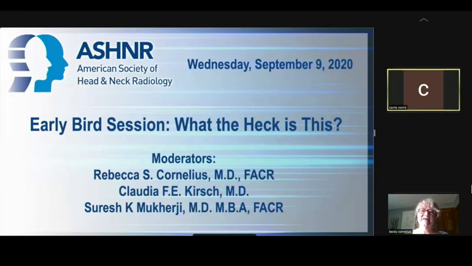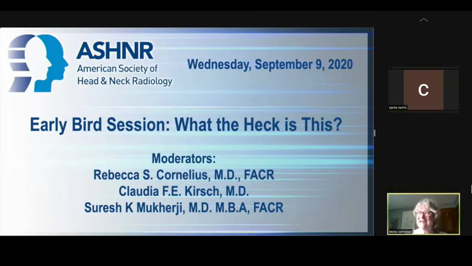Yes, ma'am. Okay. Yeah, that's an interesting case, and I think it's a good reminder to think about metastatic renal cell carcinoma when you have a hypervascular lesion. It's interesting that it does have characteristics that look like a paraganglioma.